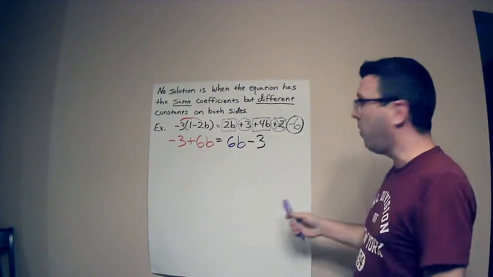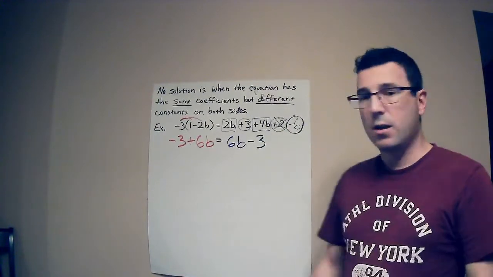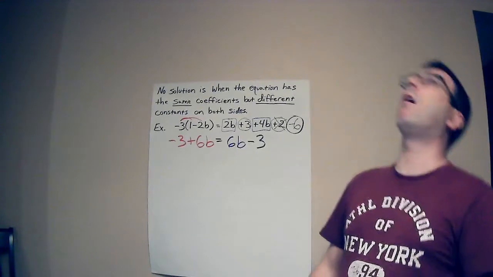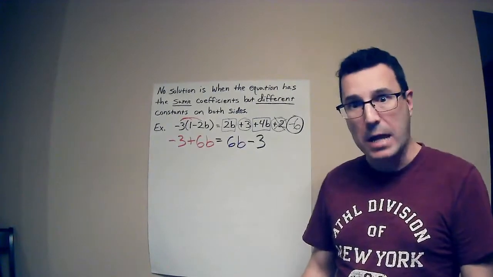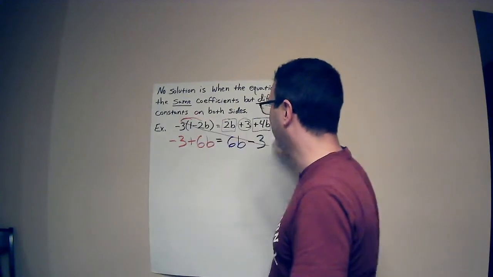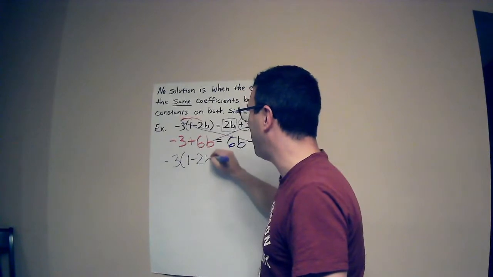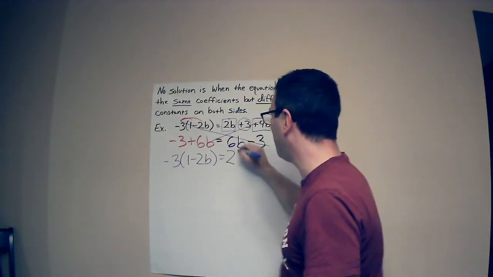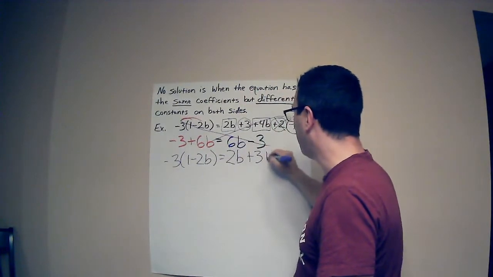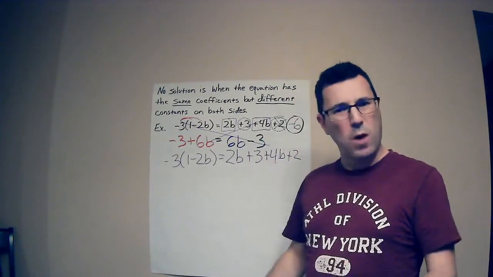So we look. No, I was right the first time. Double mistake. Oh, double mistake. Negative 3 times the quantity 1 minus 2b equals 2b plus 3 plus 4b plus 2. You sometimes forget why you're doing these things.